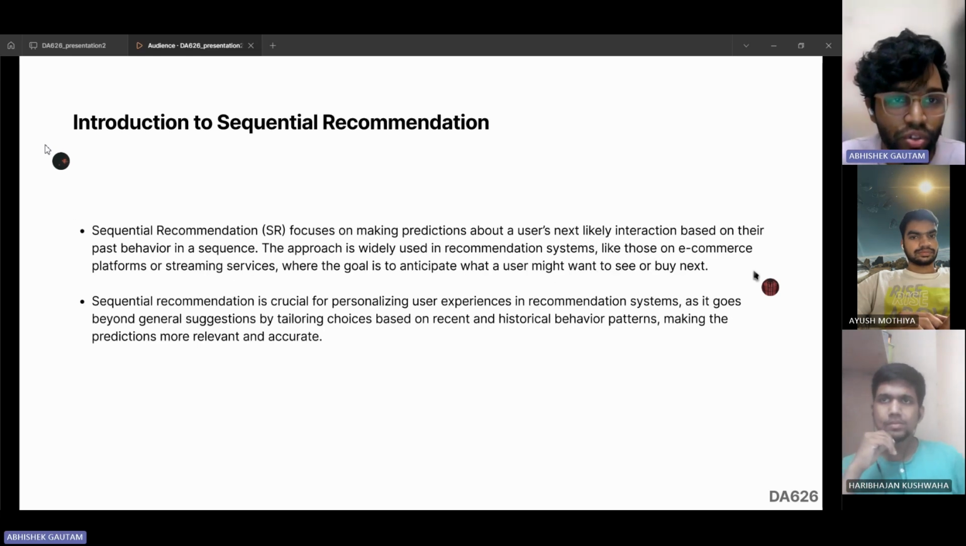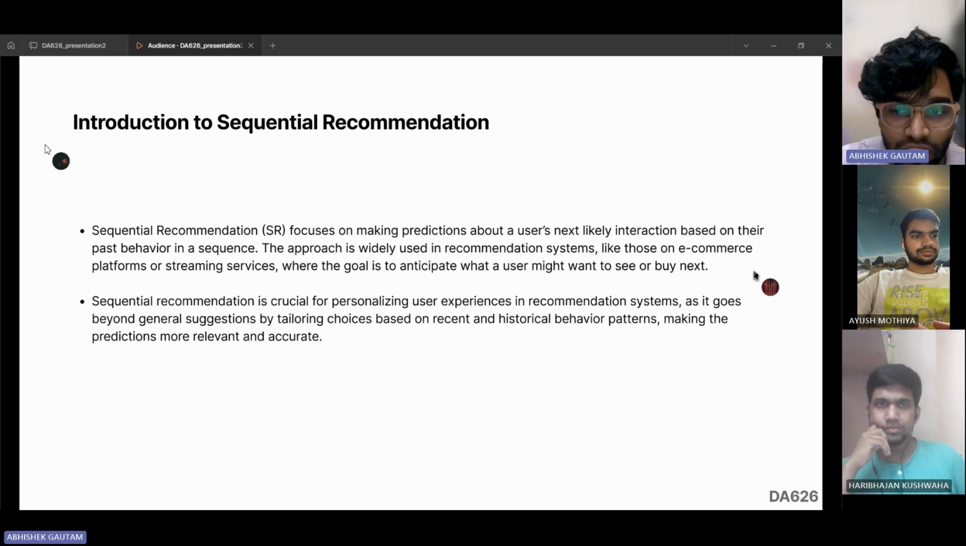Let's have the introduction to sequential recommendation, which is the core of many modern recommendation systems. Sequential recommendation systems aim to predict a user's next likely interaction based on their past behavior. These systems are built on the understanding that the user's recent actions are the most informative indicators of what they might do next. For example, on an e-commerce platform, if a user has been browsing laptops, the system might recommend accessories like laptop bags or headphones next.